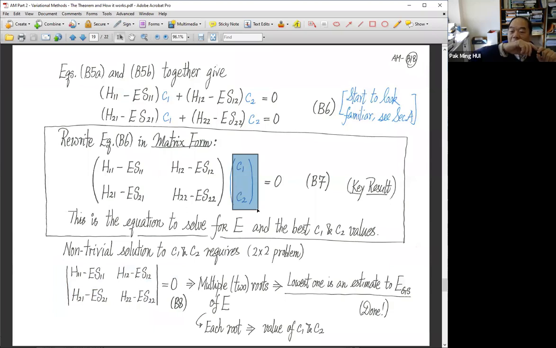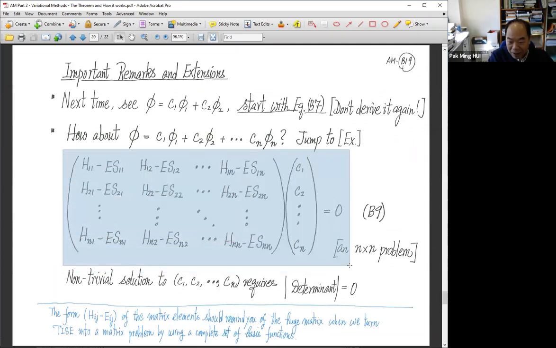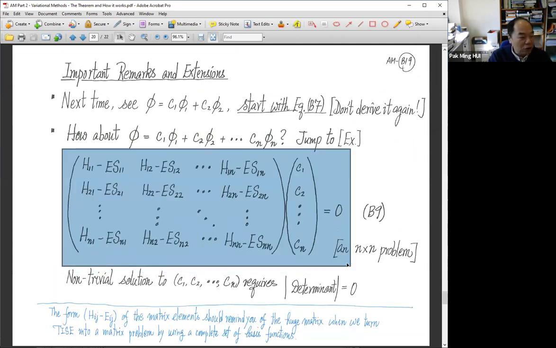That will be your best value for your trial wave function. Okay? You can even draw out the formula. This is the best trial I can get with my form, and that is my best guess of the ground state energy. Extending it to n linear combination of n functions, then you have this bigger matrix.